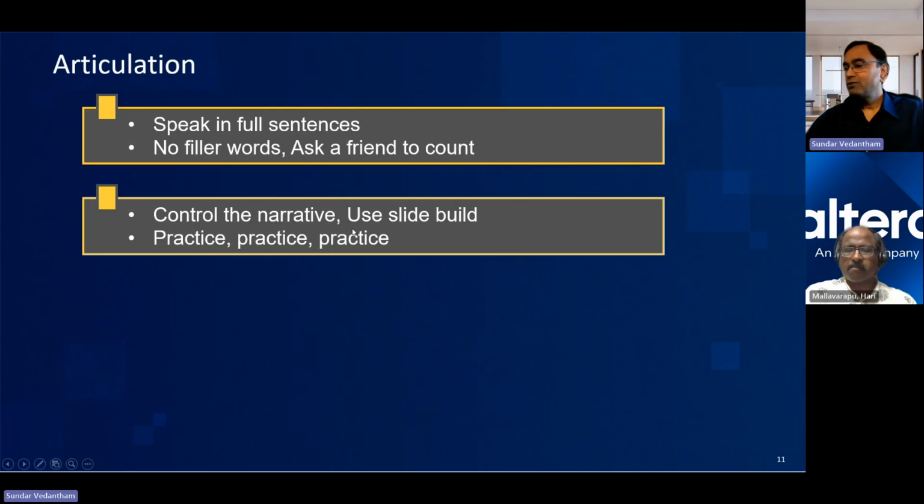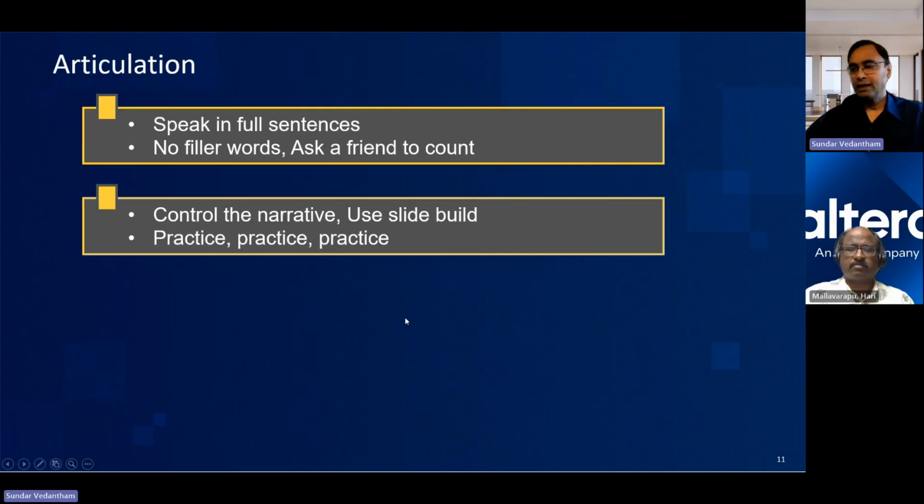And control the narrative. So I mentioned this, use a slide build, meaning don't put all the content in one swoop. Number one, don't have too much content in one slide, but even in that case, since you are going to have multiple points, don't put everything together and control the flow so that you have better control over what people are thinking, right? Then practice, practice, practice.